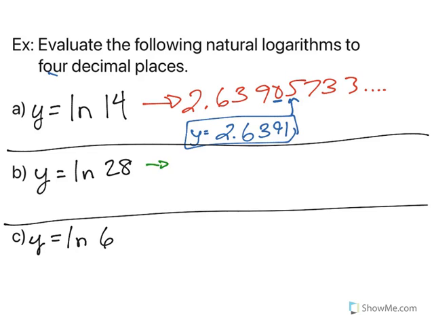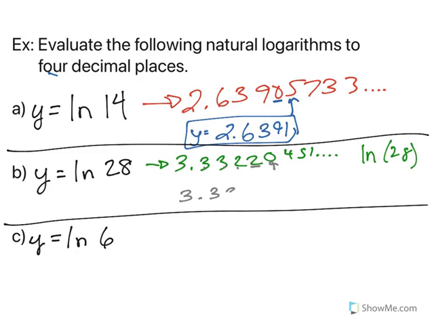Now we're going to do the natural log of 28. Same idea. Punching in ln 28 into your calculator, hit enter, and you should get 3.33220451... Round to 4 places. 1, 2, 3, 4. 0 tells us to stay the same. 3.3322 is our value of y.